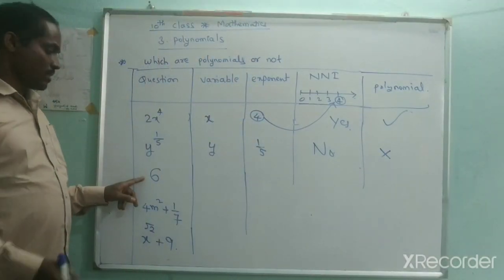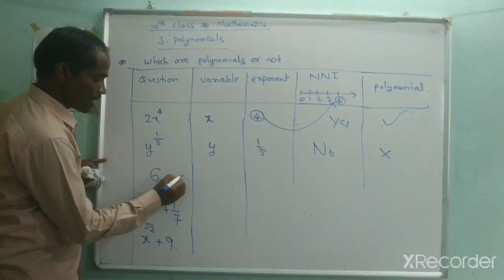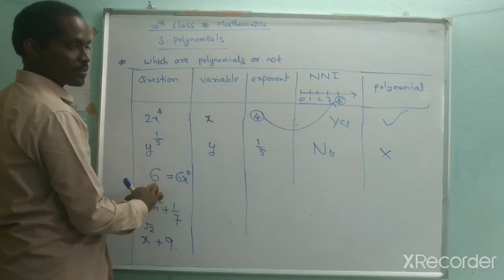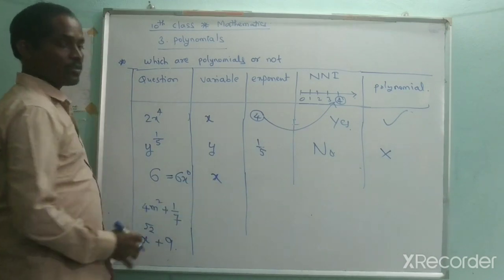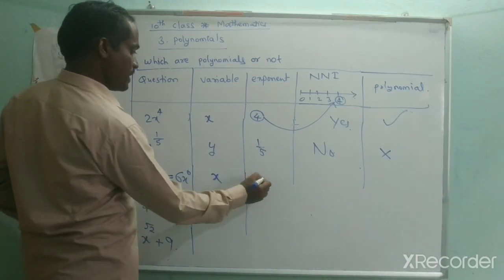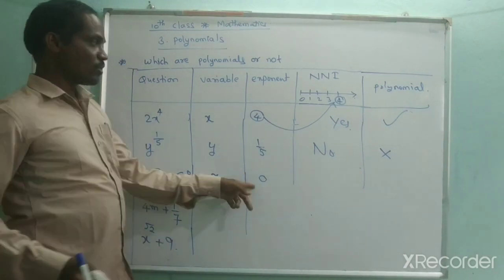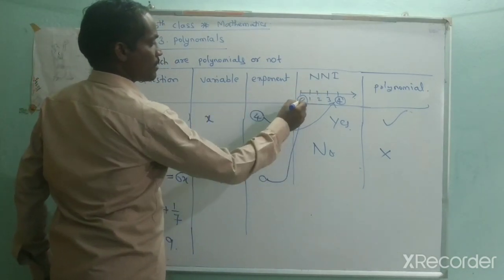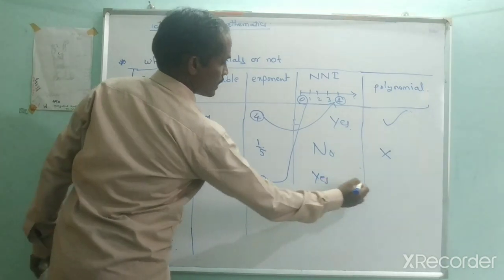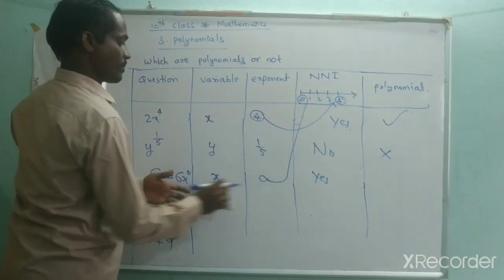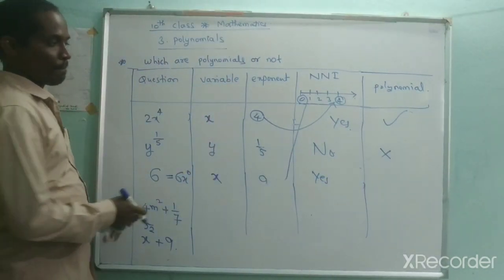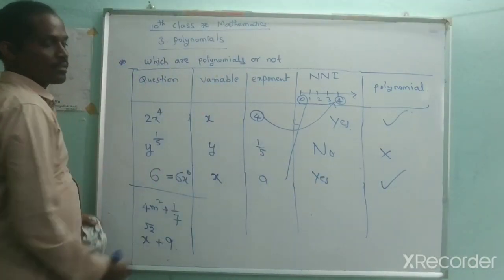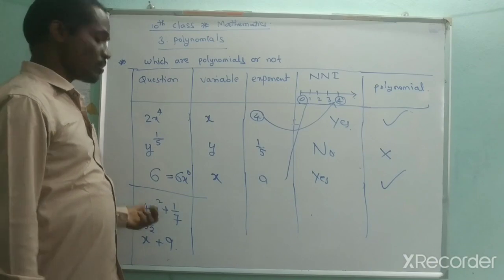Next, 6. But we can write 6 as 6x power of 0. So in this question the variable is x. The exponent is 0. Does the 0 belong to non-negative integers? Yes. So that's why it is a polynomial. The remaining two you have to do.